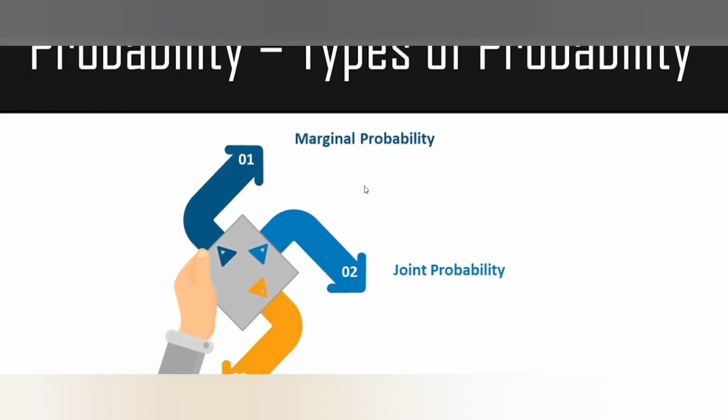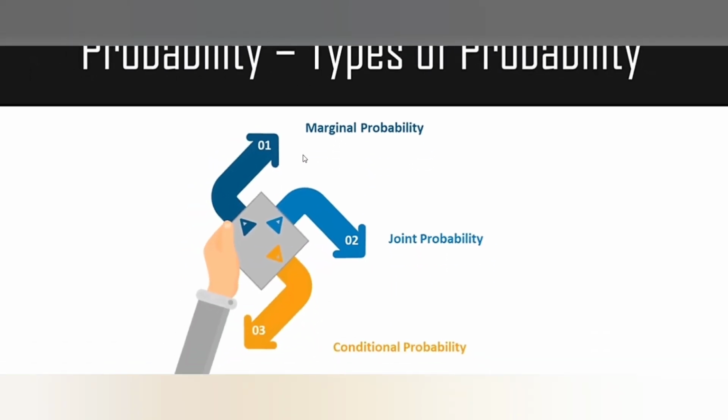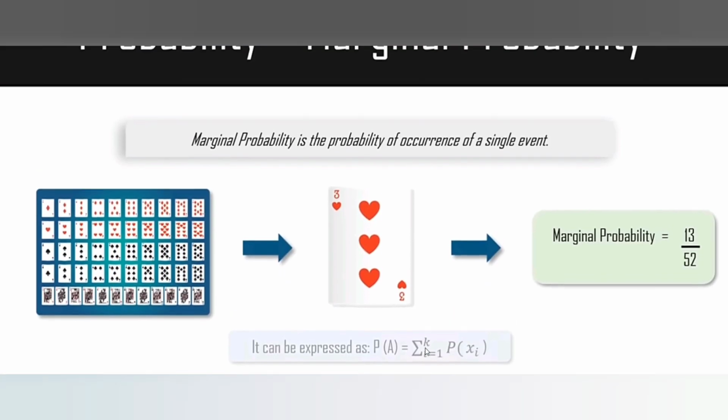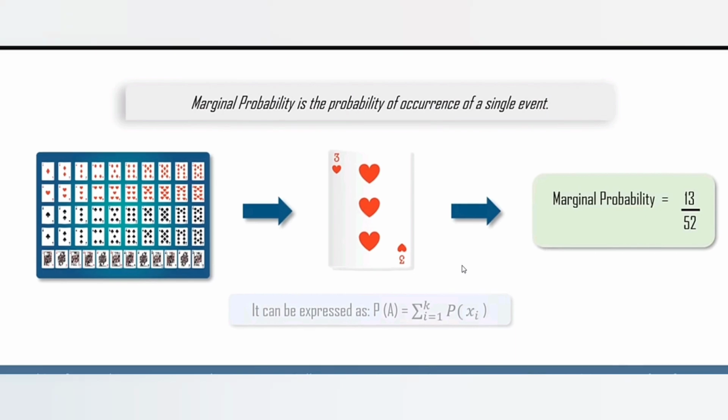The next thing is types of probability. One is marginal probability, one is joint probability, and one is conditional probability. We'll see one by one. So first is marginal probability, which means the probability of occurrence when only a single event occurs, like in throwing a die only one number can occur, so that is one example. Another one is the probability of getting a heart. Out of 52 cards, hearts are 13, so like that. This is one marginal probability example, only a single event is occurring.